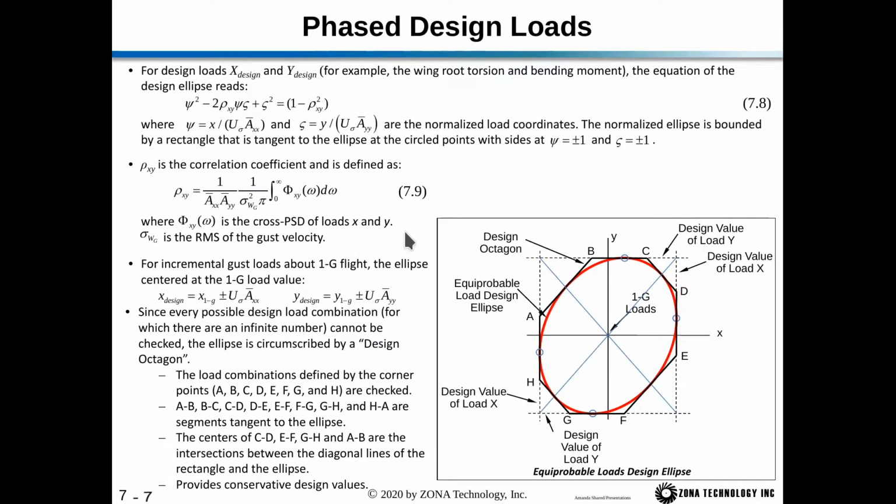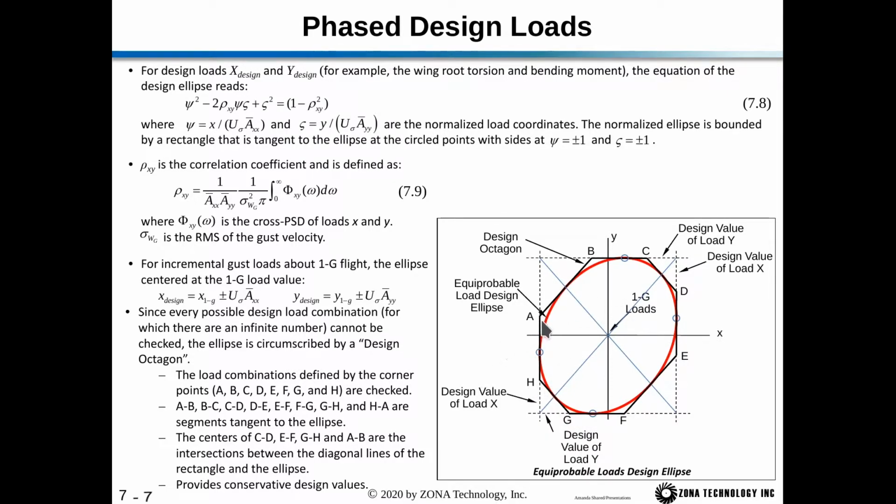Now for incremental loads about 1g flight, the ellipse is centered at the 1g load value. So this would be our 1g loads. Now, since every possible design load combination, for which there are an infinite number, given by the red curve, cannot be checked, the ellipse is circumscribed by a design octagon, given in black. Now the load combinations defined by the corner points A, B, C, D, E, F, G, and H are checked.